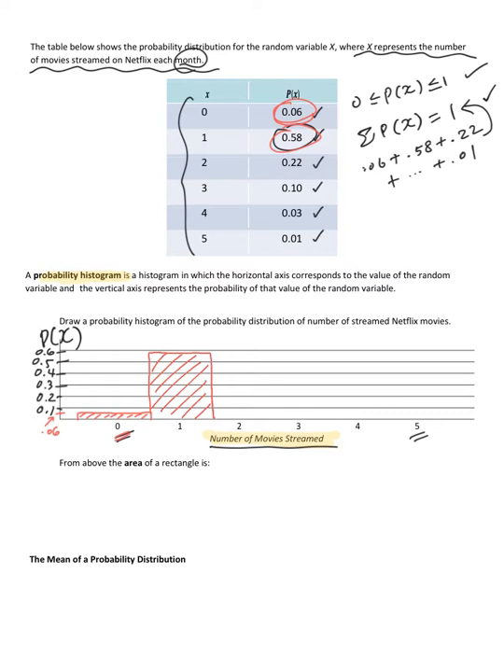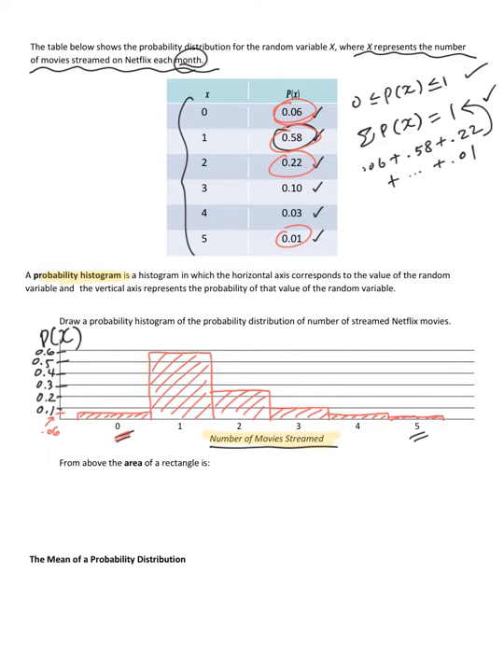All right, how about 2? The probability is 0.22, so it's going to be somewhere here, like that. And 3 is 0.10. And 4, 0.03. And 5, 0.0145. It's really skinny. All right, there we go.